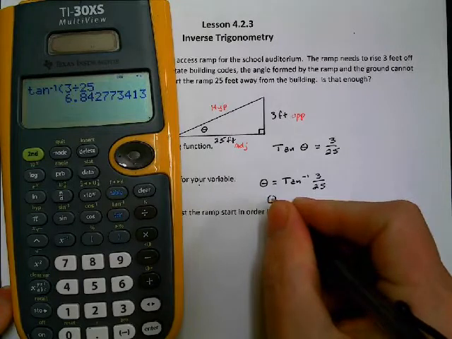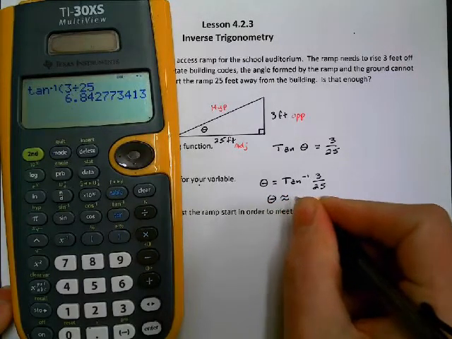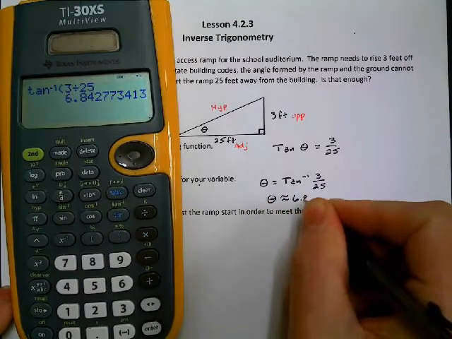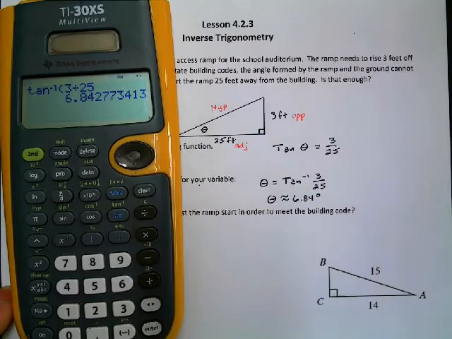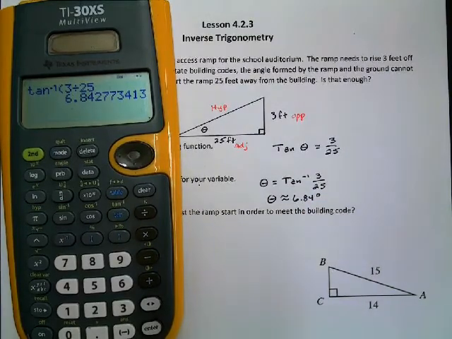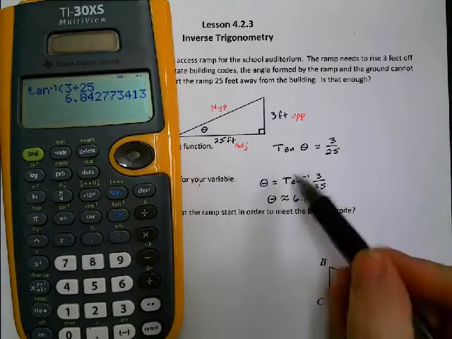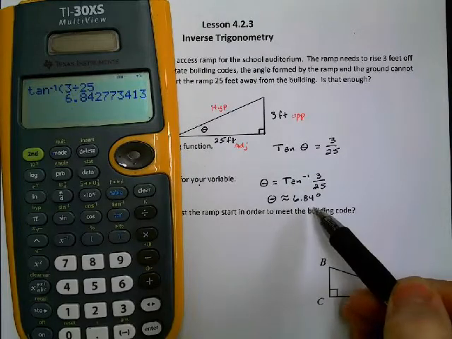So that angle is approximately 6.84 degrees. So the inverse tangent finds the angles. Tangent, sine, and cosine find the sides. Inverse tangent finds the angles.